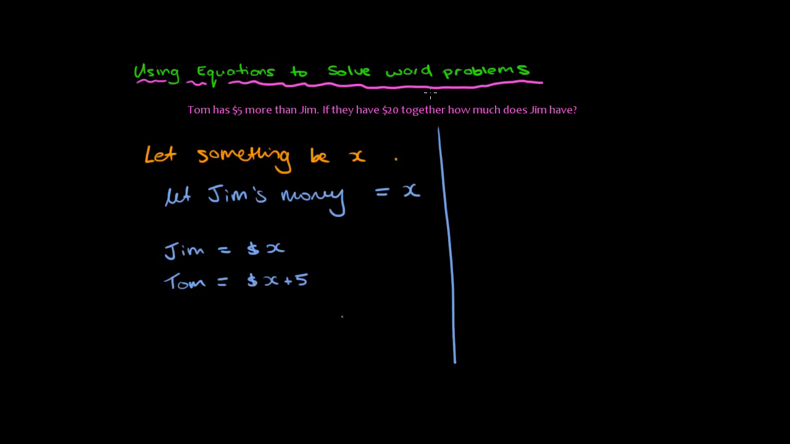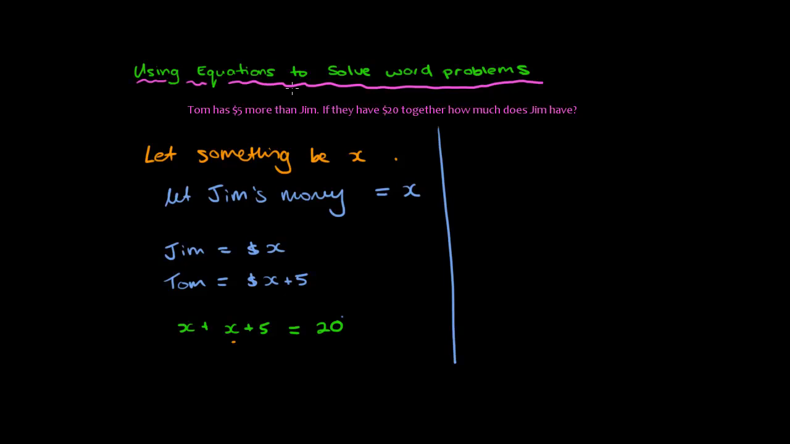So what we can now do is write an equation. Jim has x, Tom has x plus 5. If I add both of their monies together, we're being told that should add up to give $20. So we've got Jim's money and Tom's money. Now what we've actually done is we've written an equation. Let's try to simplify it and then solve it.